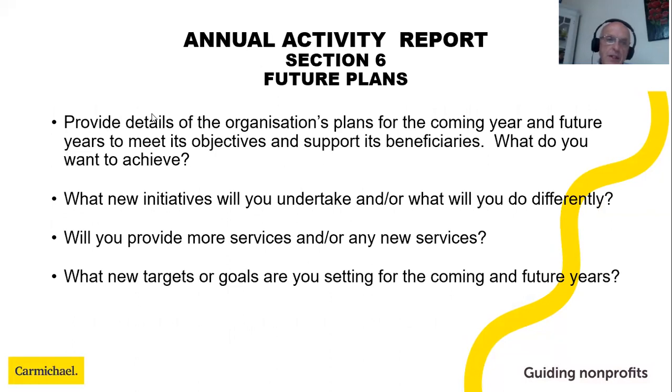Future plans. Provide details of the organisation's plans for the coming year and the future years to meet its objectives and support its beneficiaries. What do you want to achieve? In other words, this is the journey to date, at the end of the 31st of the 12th, 2019. Now, where are you going? And how are you going to get there? And what are the actions that you're going to take to ensure that you achieve the continuation of the objectives that you have set out?